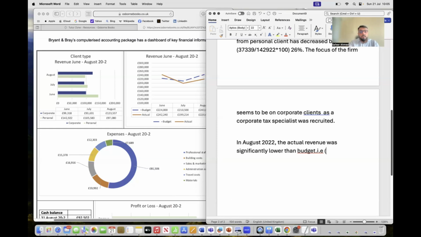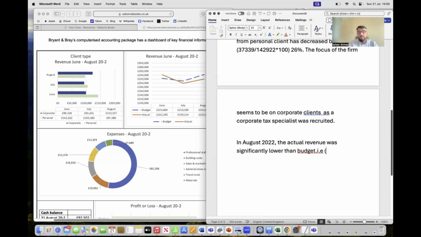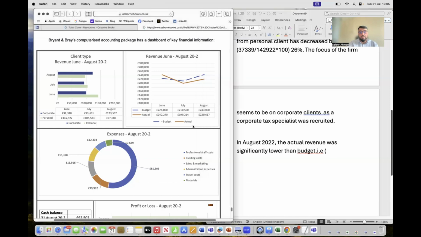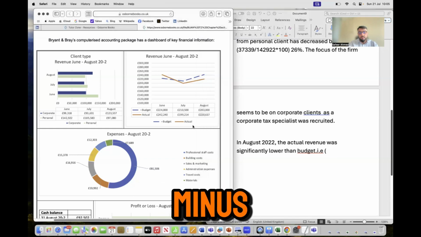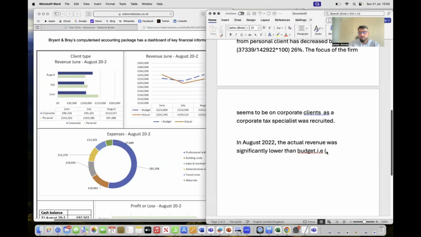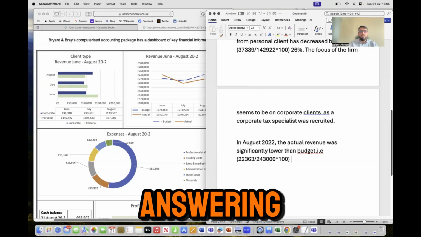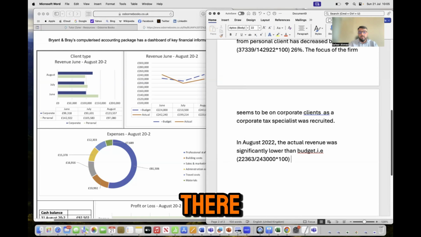Okay, so how much was the difference? So the difference between budgeted revenue, or budget, and the actual revenue. So the budget was 243,000 minus actual, which is 220,637, which gives you 22,363, divided by budget, which is 243,000, and times by 100. Please do not show this calculation in your actual answer in the exam. Just write the percentage there.